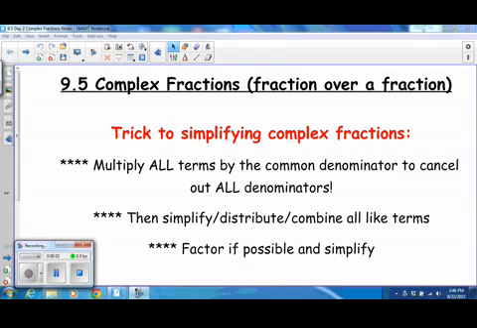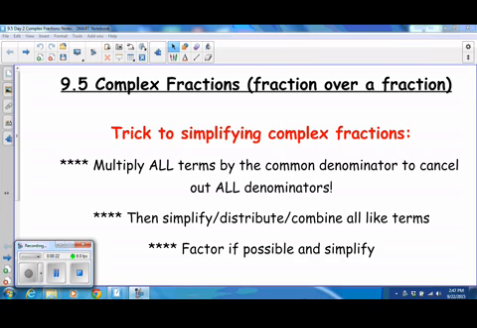Okay, we're going to finish section 9.5 today, and these are called complex fractions. What it basically is, is a fraction over a fraction. Okay? There's a trick to simplifying these. You multiply all terms by the common denominator and then cancel out all the denominators.